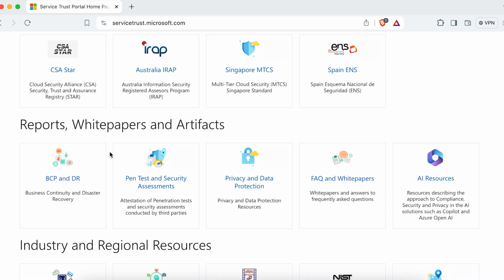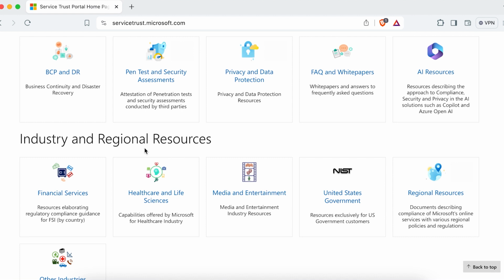Then we have industry and regional resources. This section offers information specific to different industries and regions. It helps organizations understand and follow the rules and standards that apply to their particular area and industry.